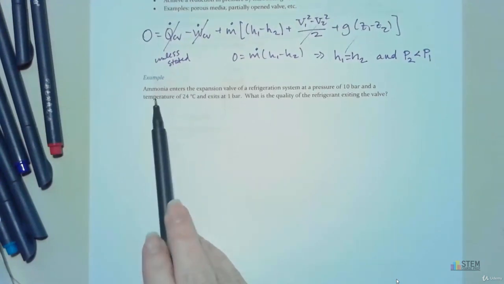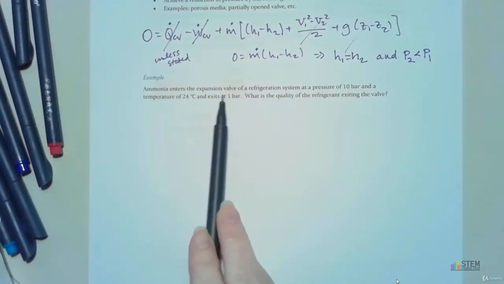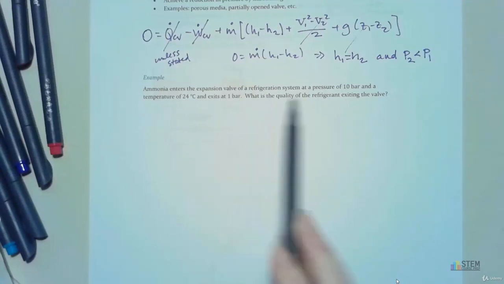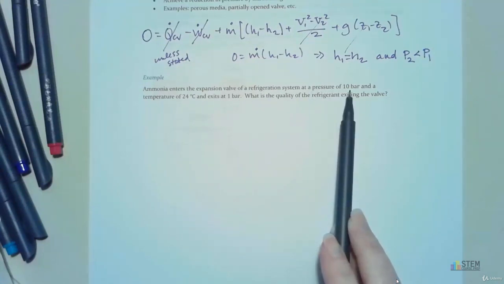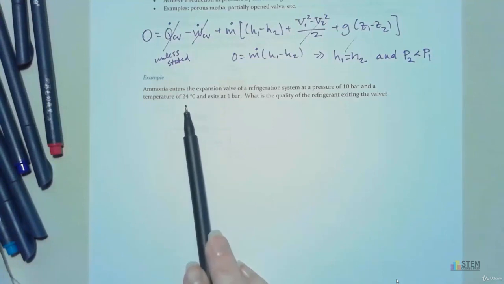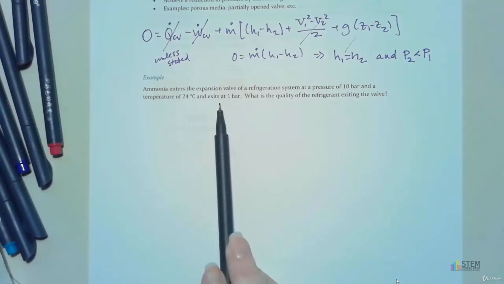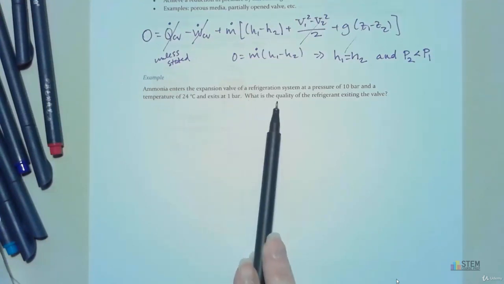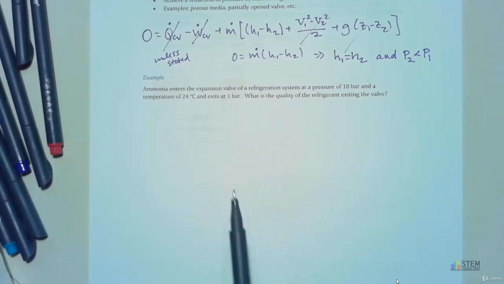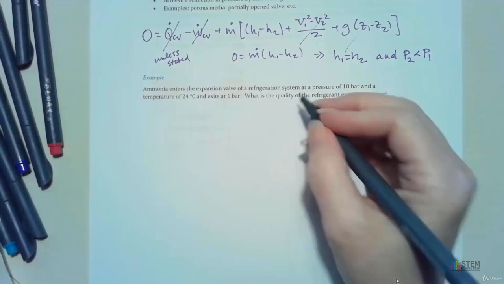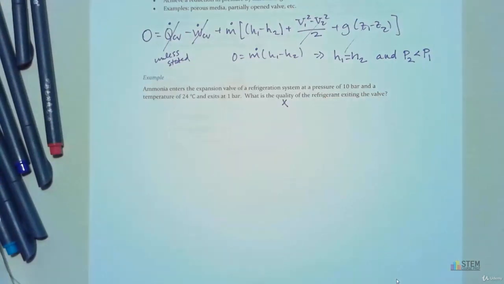We're going to have ammonia enter the expansion valve of a refrigeration system at a pressure of 10 bar and a temperature of 24 degrees Celsius. It exits at a pressure of 1 bar. We want to know what is the quality of the refrigerant that's exiting the valve. Remember, quality is x. So that's what we will have.